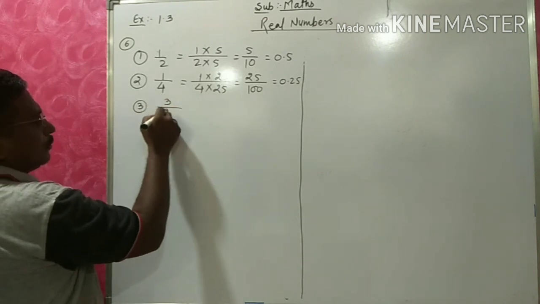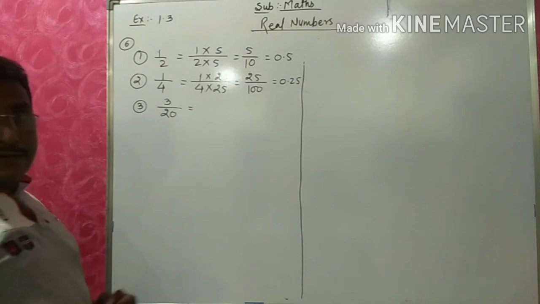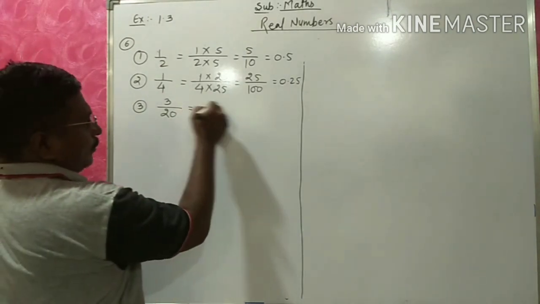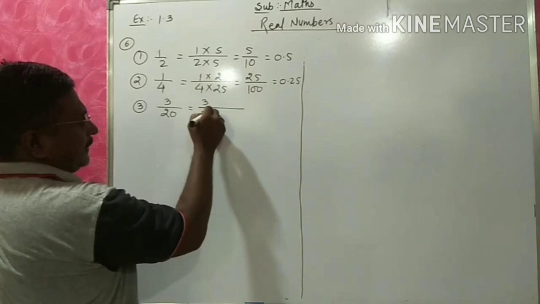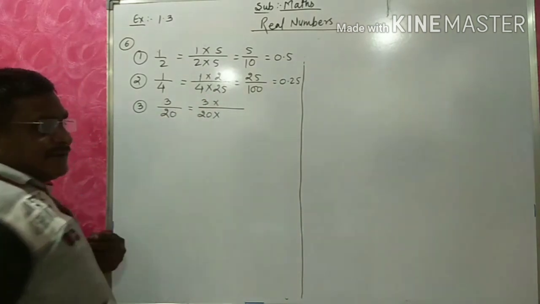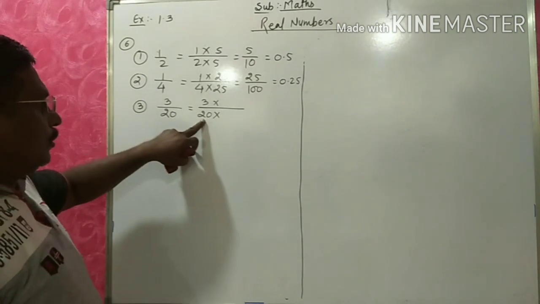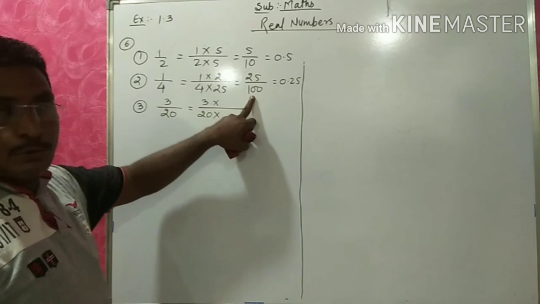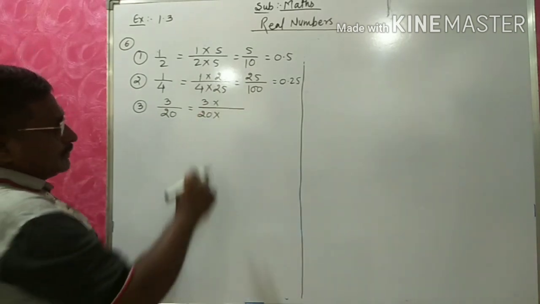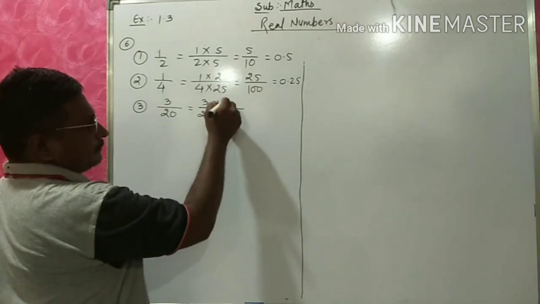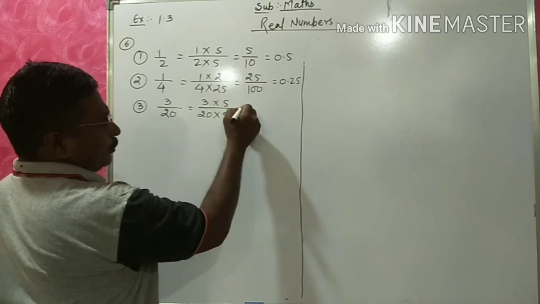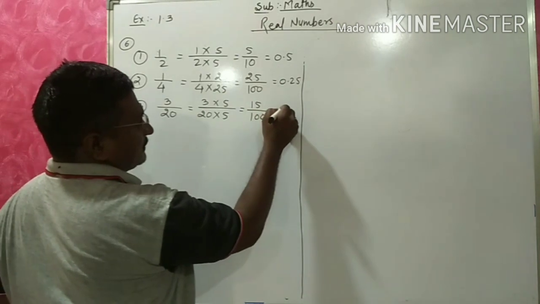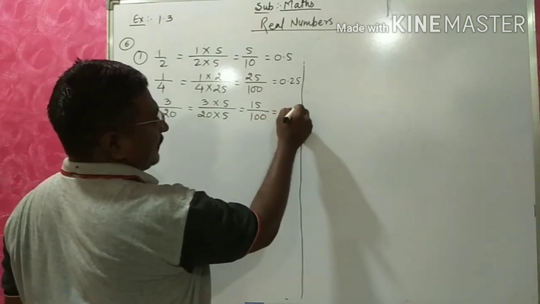3 by 20. Here also a common number is not there. Can we make the denominator 10? No. So which number has to be multiplied? We will not get 10, it is not possible. So what has to be made? 100. So which number has to be multiplied? 5. So what will we get? 15 by 100, so it is 0.15.